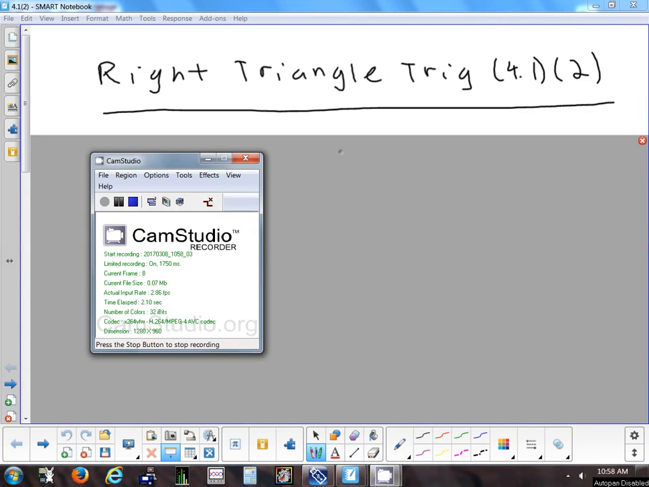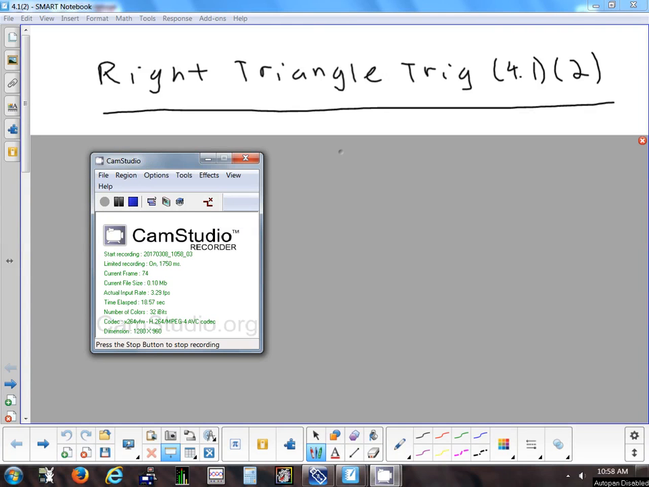Okay, so today we'll finish up section 4.1, which is on solving right triangles. And the goal today is basically going to be, they're going to give us some information, and we have to find everything that we don't know about the triangle. So there's always 3 sides you need to find, and 3 angles.